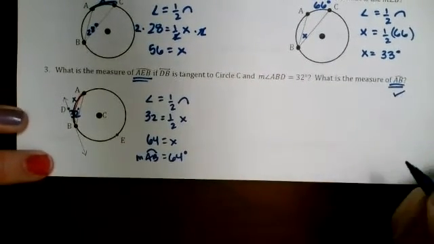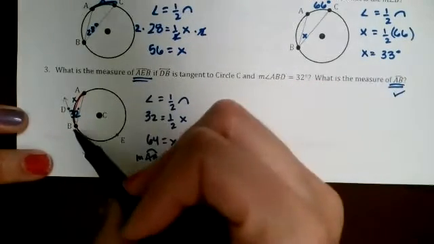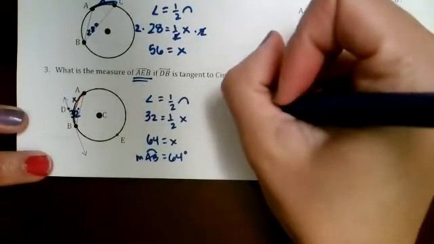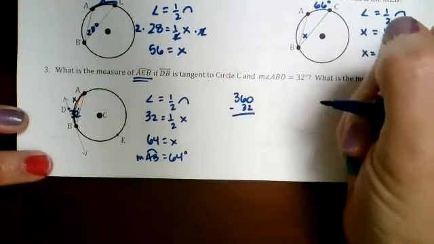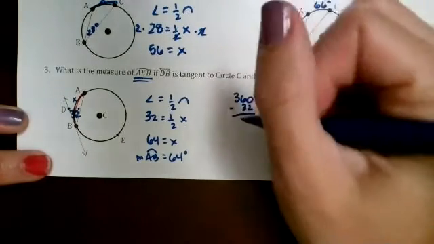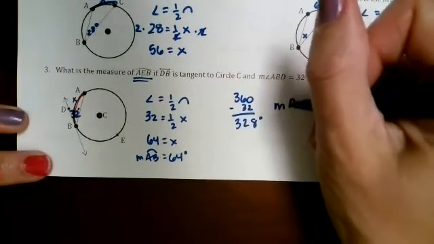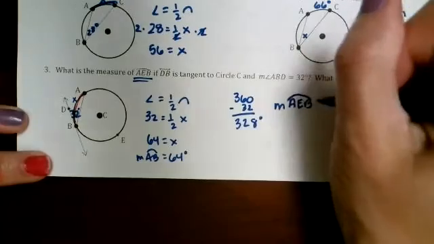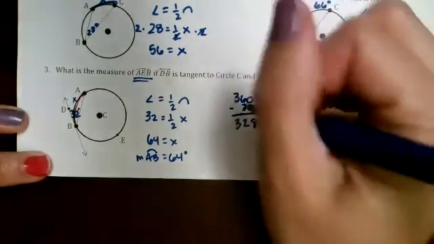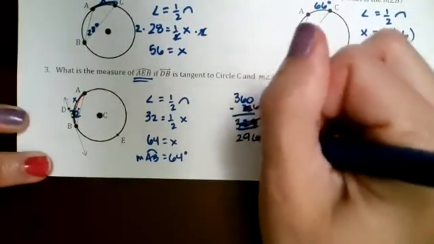That answers this question. We still need to find AEB. Arc AEB would make up the rest of the circle. Since a circle has 360 degrees total, we would subtract the amount we know to get the remainder of the circle. So if I take 360 minus 32, I'll have 328. Oops, I'm sorry. We have to take away 64. Scratch that. 296.